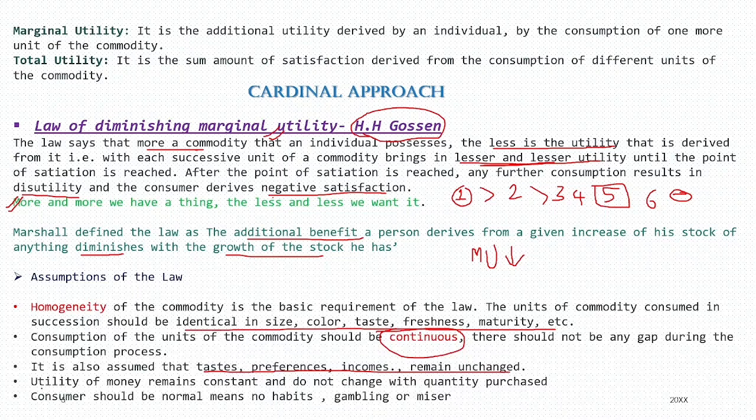The fourth assumption is also very important. Keep it in mind. Under the cardinal approach, the utility of money remains constant irrespective of the quantity purchased. So always remember that the utility of money in the cardinal approach remains constant. And the last one is that the consumer should be normal. Like he shouldn't have any habit related to that good, or gambling, or be a miser. So these are the assumptions.